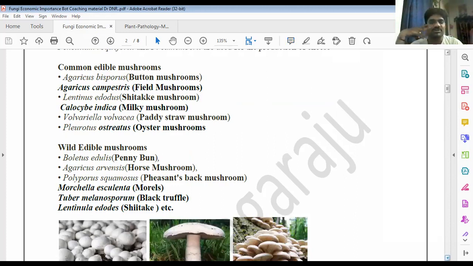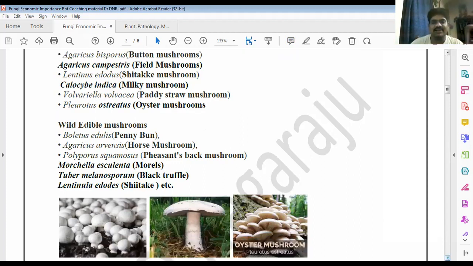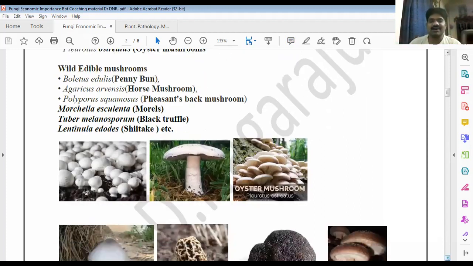You know, Julius Caesar, Pope, a king, died because of eating mushrooms, the death cap. By eating that, he died. He was a lover of mushrooms. He regularly ate mushrooms in his daily food.